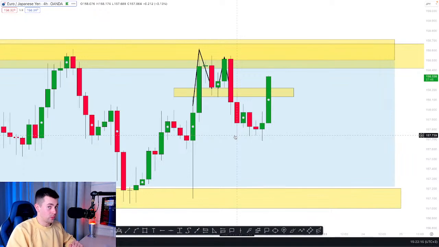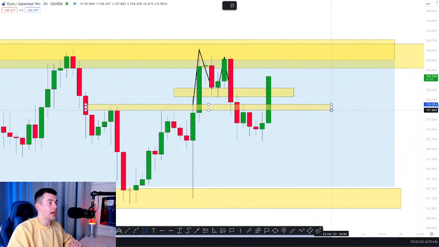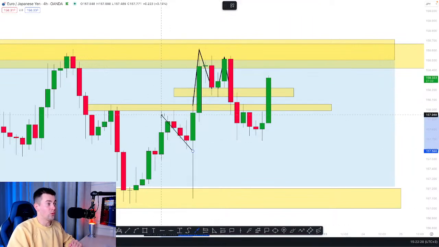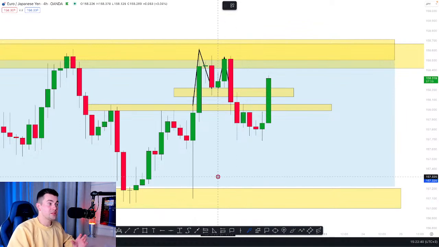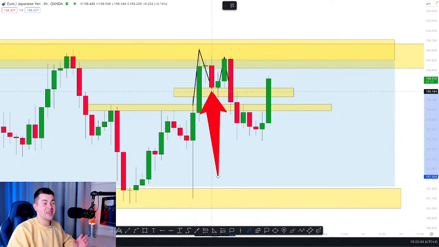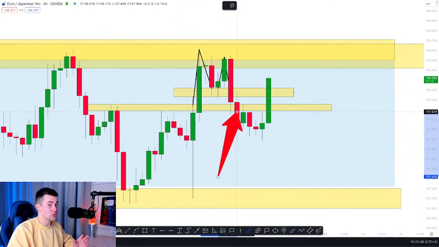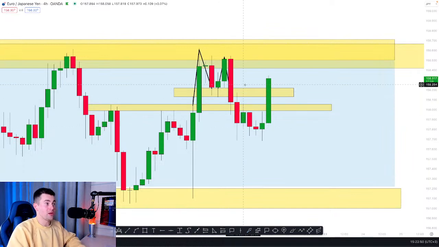And then one more very important thing happened. First, we violated the neckline of the pattern, but a bit lower we also had a strong horizontal structure support right here. The support from where in the past we saw strong bearish reactions, and that turned into support after breakout. And you can see that the euro yen pair successfully violated both the neckline of the pattern and the horizontal support. We have two breakouts right here.